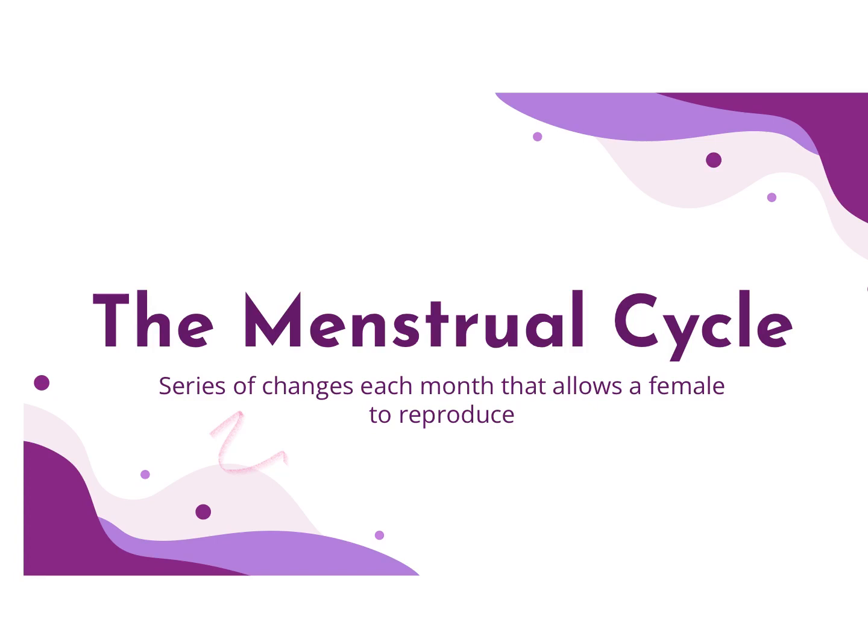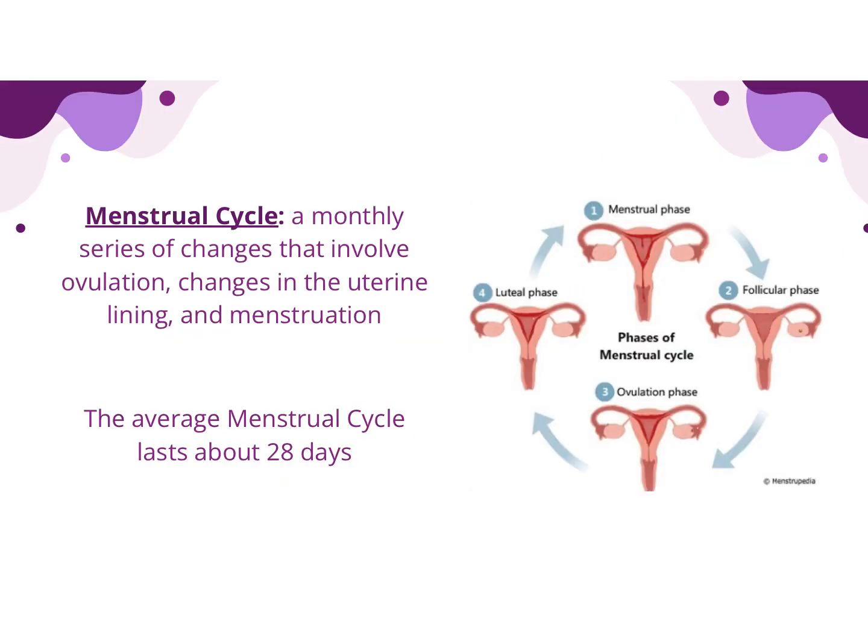The physiology of the female reproductive system has its own name called the menstrual cycle. The menstrual cycle is a series of changes each month that allows a female to reproduce. It is a monthly series of changes that involves ovulation, changes in the uterine lining, and menstruation. On average, the menstrual cycle will last anywhere between 28 to 32 days.